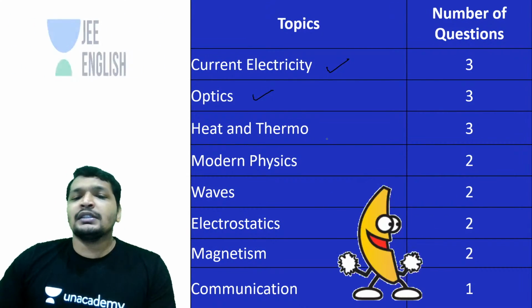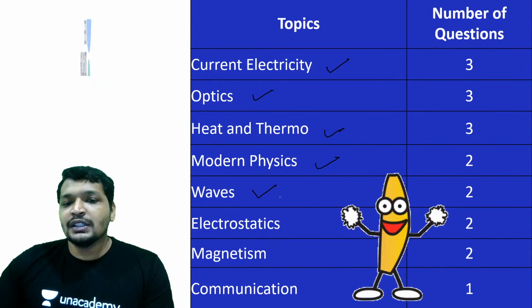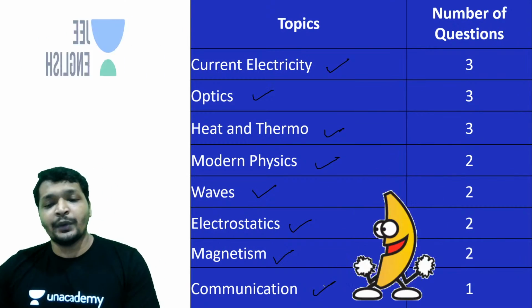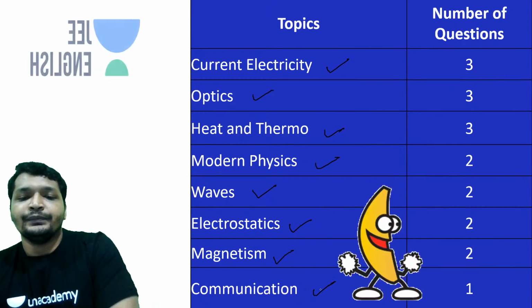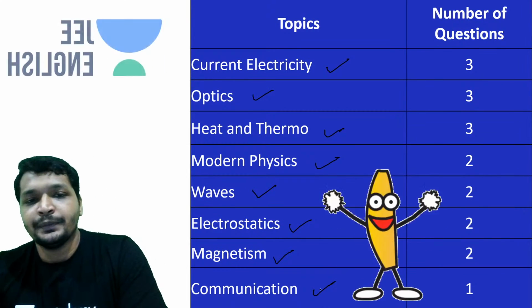Heat and thermodynamics 3 questions. Modern physics 2 questions. Waves 2 questions. Electrostatics 2 questions. Magnetism 2 questions. Communication 1 question. Okay. In a few papers it was 2 questions. In a few papers it was 1 question.